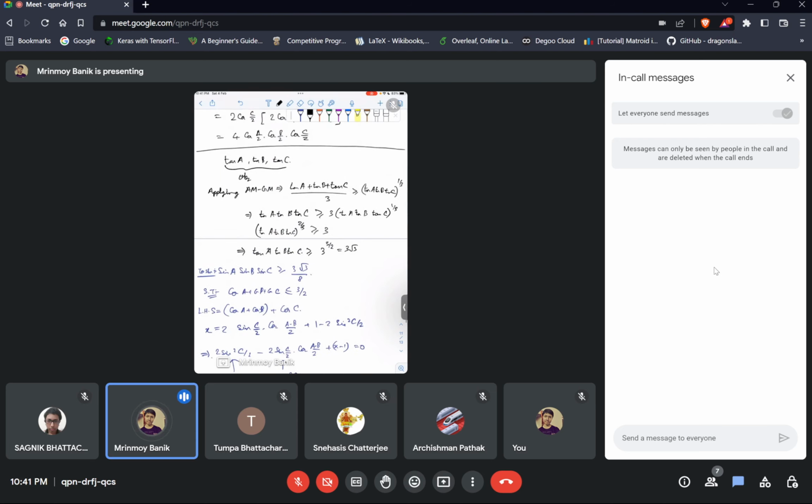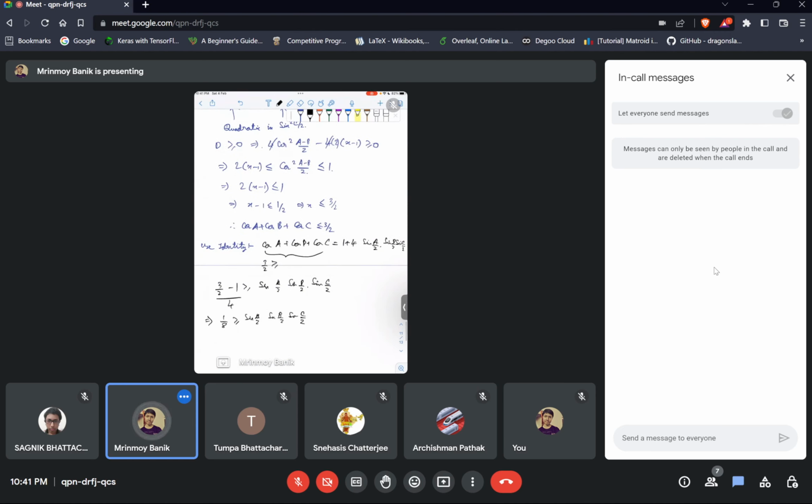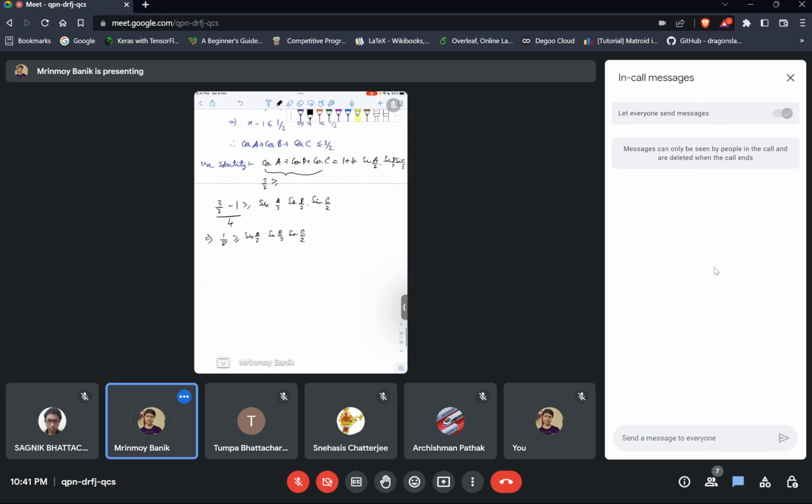Are we done yet? No. Not for the half angles, you have to show for the full angles. So if we break it down, sine A sine B sine C is 2, 2, 2, that's 8, times sine A by 2, sine B by 2, sine C by 2 times cos A by 2, cos B by 2, cos C by 2.